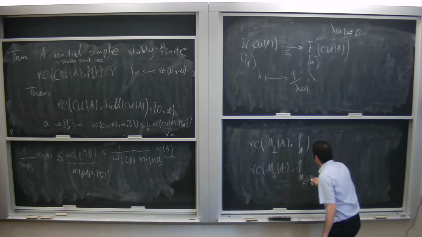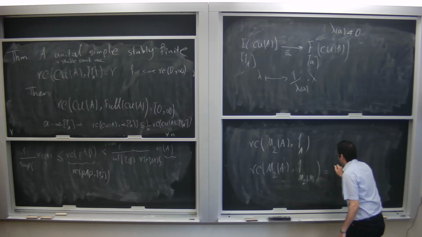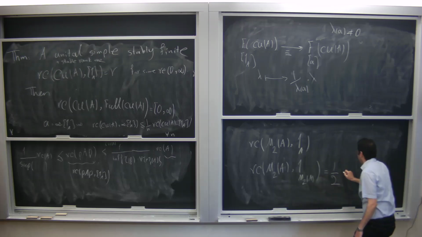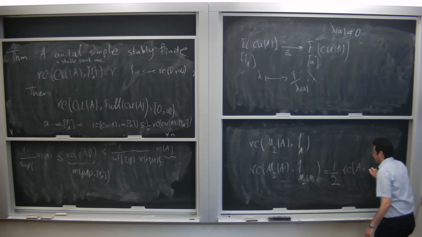So what this means is that this is equal to 1/2 RC of A with respect to the identity of A.